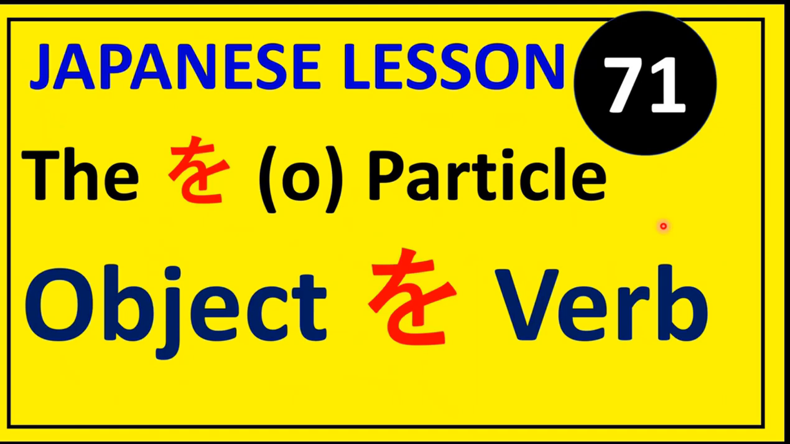While the English grammar follows a subject-verb-object structure, the Japanese grammar follows subject-object-verb structure of sentences. In today's lesson, we will see how objects are attached to the verbs using the O particle.